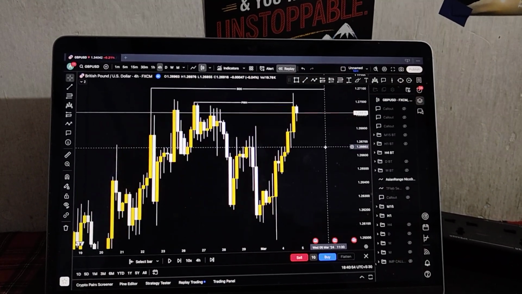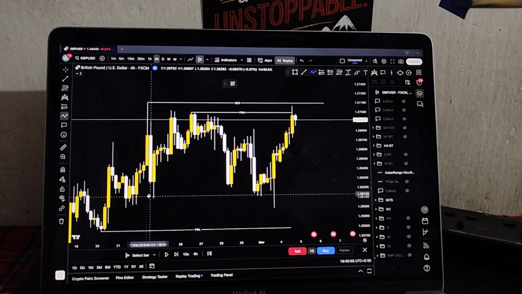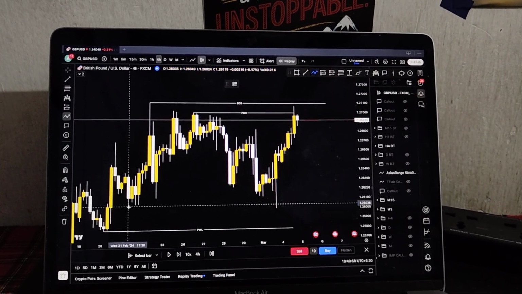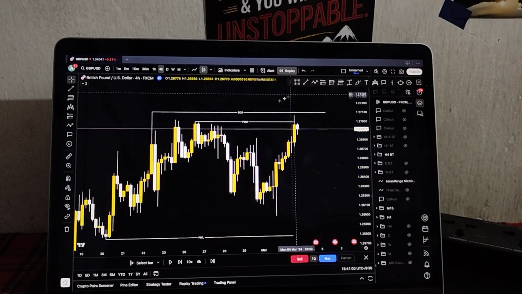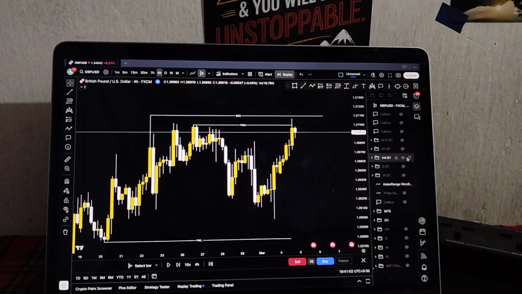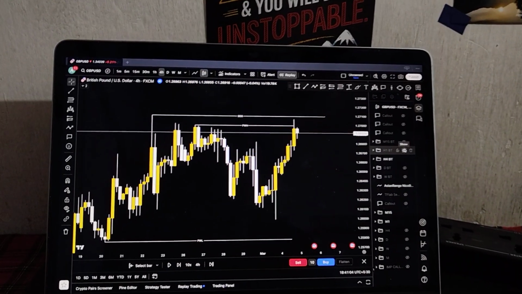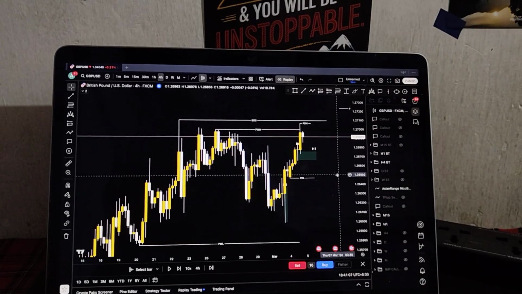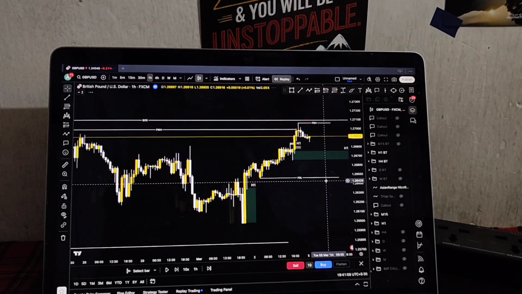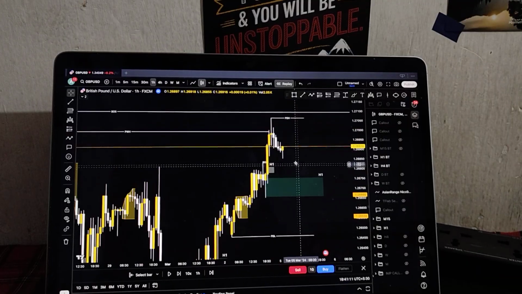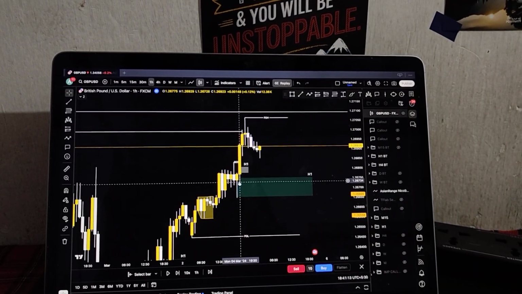So on the 4-hourly, there is nothing. The market is still trending between this zone, this low till this high, right? Until and unless there is a body close above this break of structure, we will not consider that. So that's one thing. And on the hourly time frame, we will look for demand zones if I want to buy. So there was a beautiful demand zone.